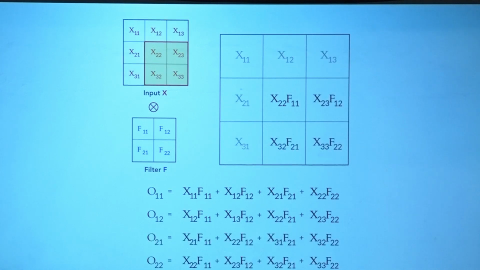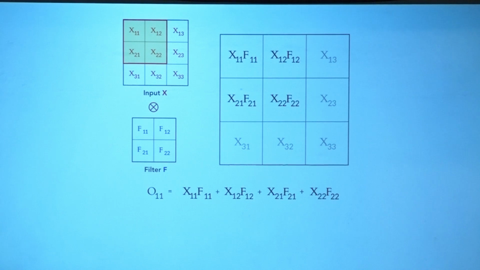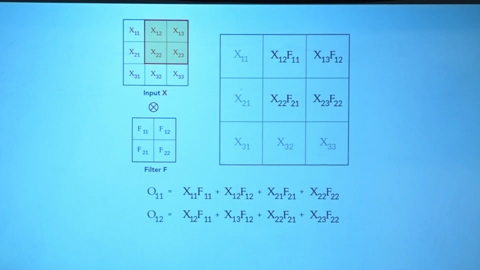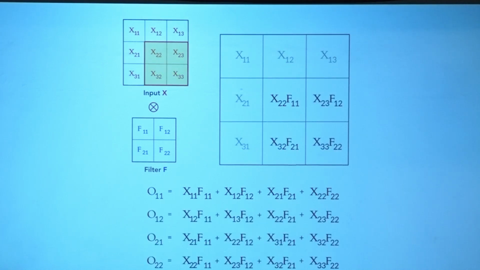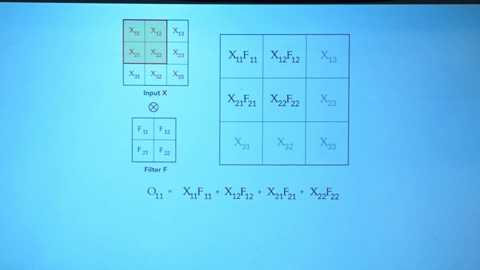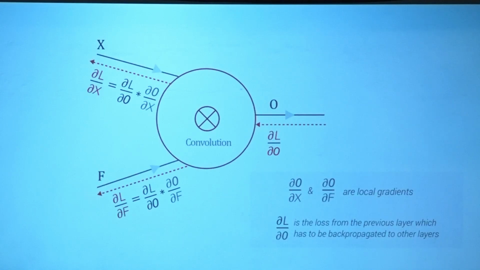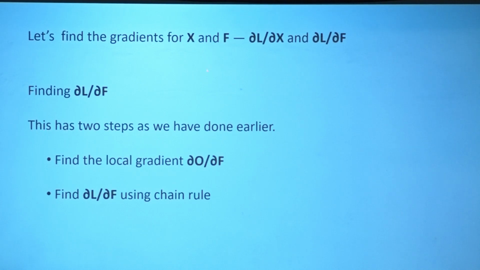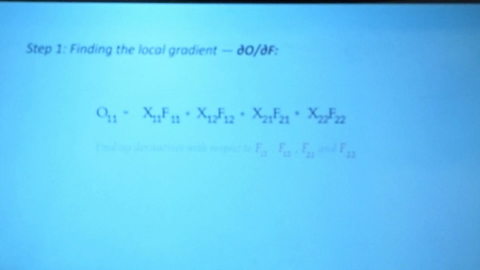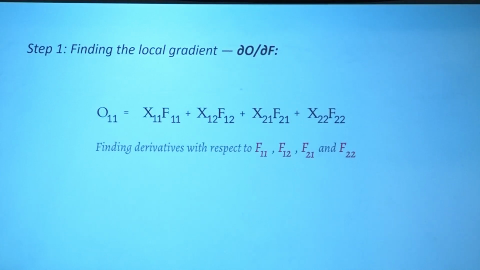Right? Now what is the next step? Our intention is the local gradient, ∂O/∂F, the output with respect to the filter. These elements we are deriving with respect to each of the filter elements. Because it is a multiplication, you are getting the respective inputs.